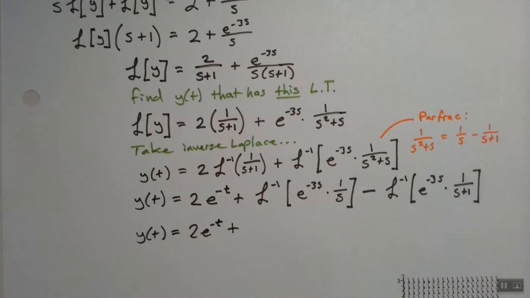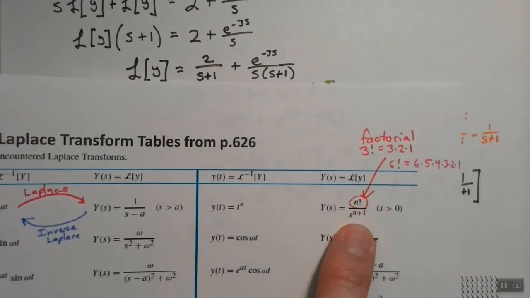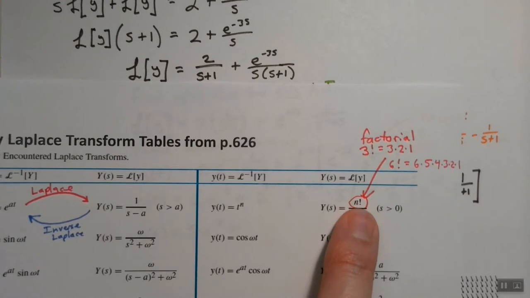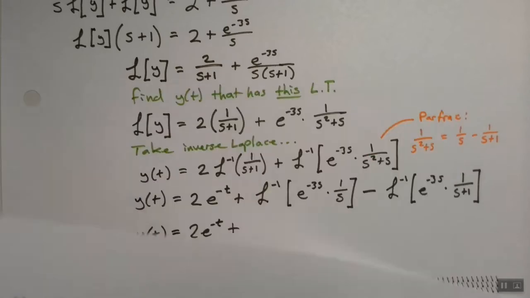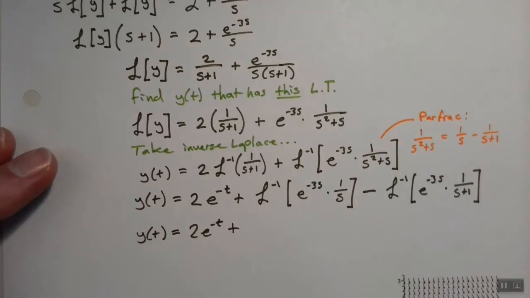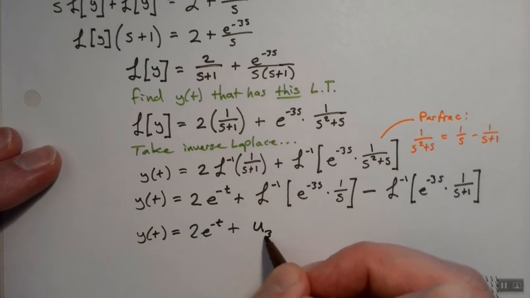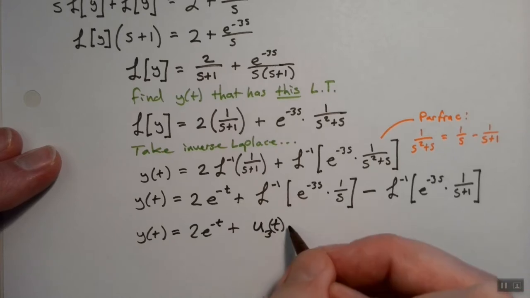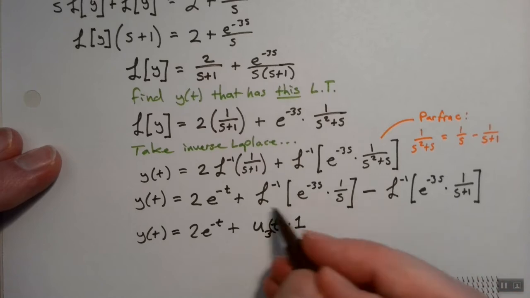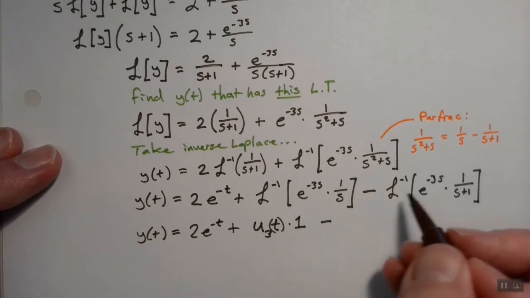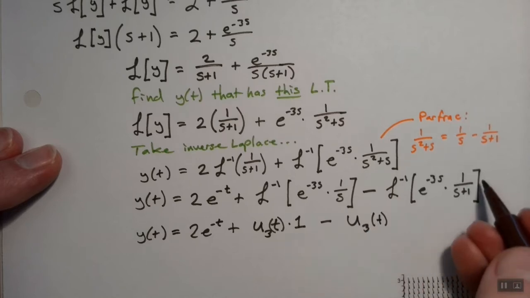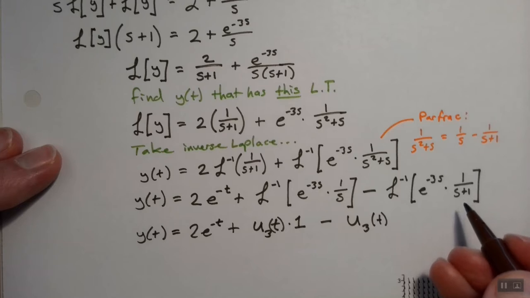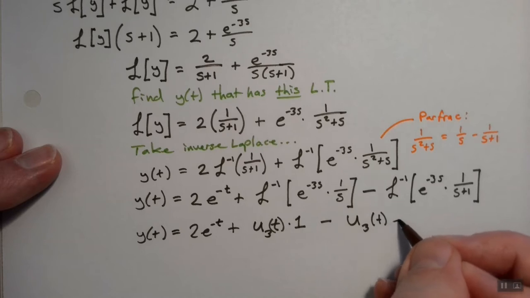And 1 over s, we're going to use our handy-dandy formula here. That's with n equals 0, so this would be like t to the 0, or just a constant of 1. This is the same thing as u with a little subscript of 3 of t times 1. That's this guy right here. Minus, this guy is going to be the same type of situation, u with a subscript of 3 of t times this. We already know what that's the Laplace of. That's e times e to the minus t.